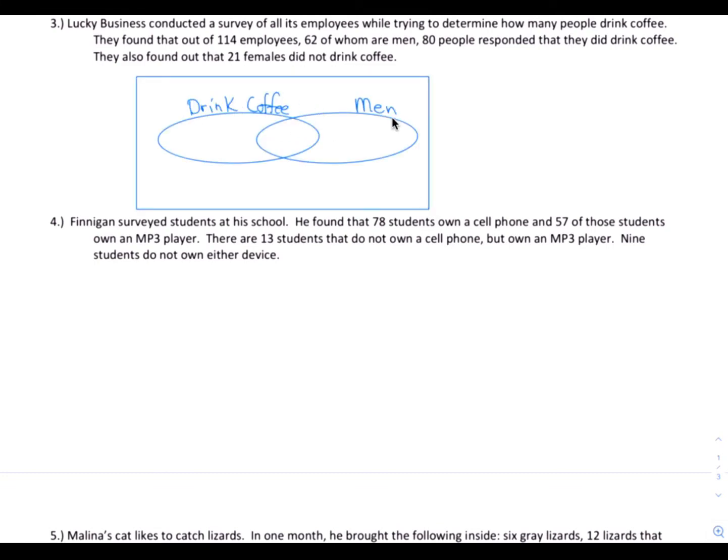We can set up our 2 categories as those who drink coffee and those who are men. We could have also said women, but I think men works easier because they told us the total number of men here, which is 62.